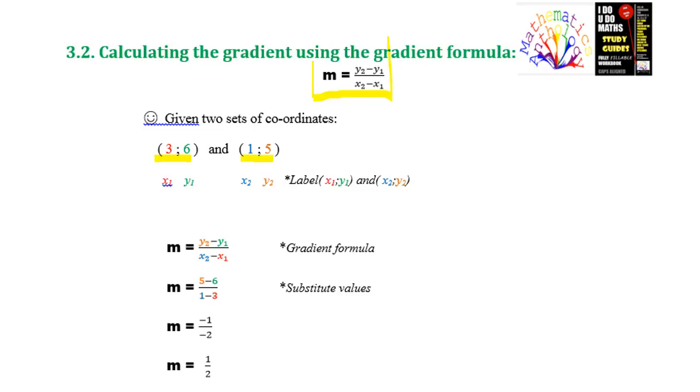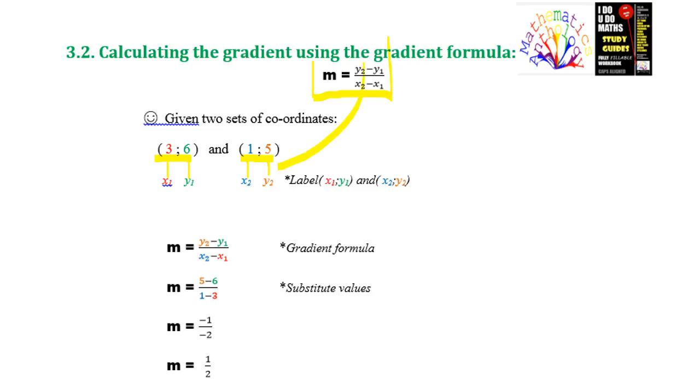We need to label these x1, y1 and x2, y2. So the first set of coordinates, my x1 is 3 and my y1 is 1. My second set of coordinates, my x2 is 1 and my y2 is 5. So all you do now is substitute into this equation here.